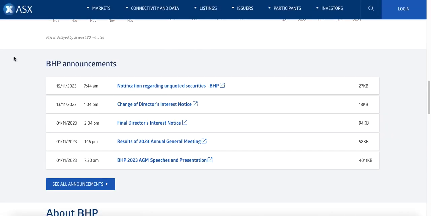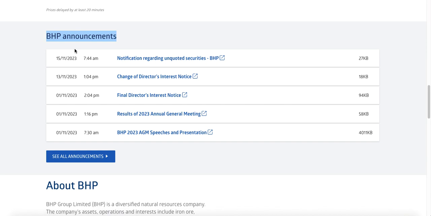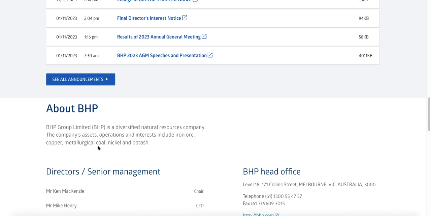Going further down the page, we are seeing BHP announcements. Anytime there is something specific that may have an impact on shareholders, it must be announced to the ASX. In most circumstances, there are some other things where you don't need to, but essentially if it does need to be announced to the ASX, you'll find it here under the announcements section of BHP on the ASX website.